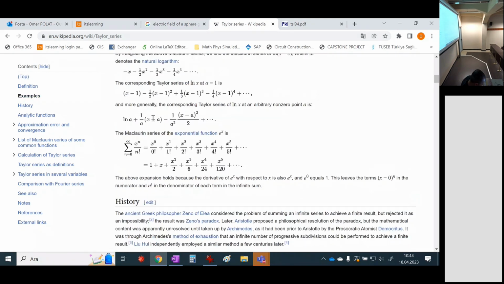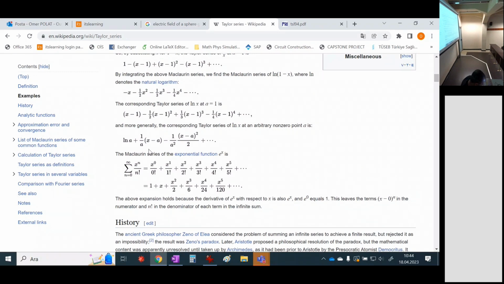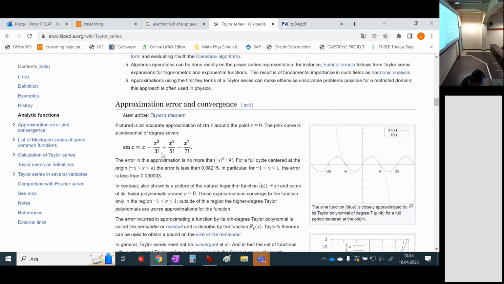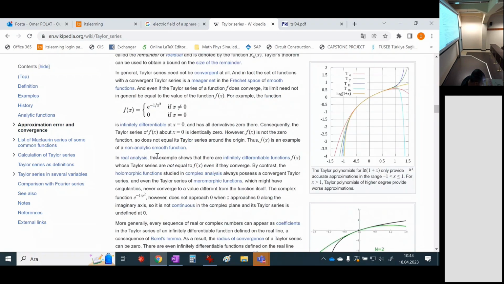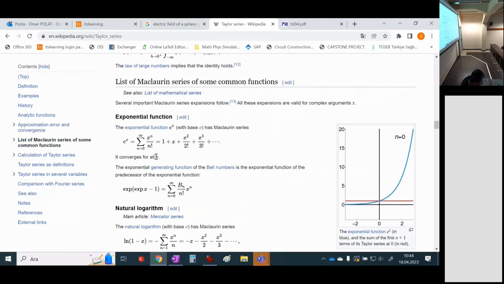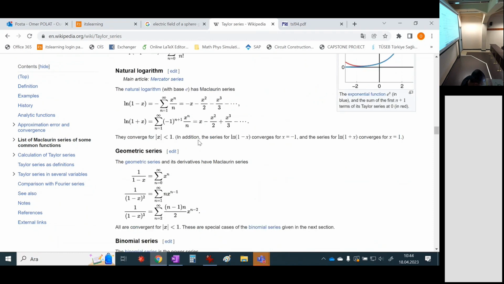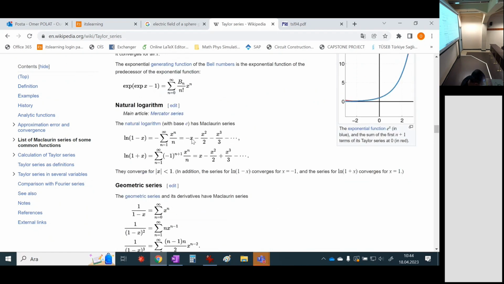Taylor series. This is sin x, for example. ln 1 minus x.